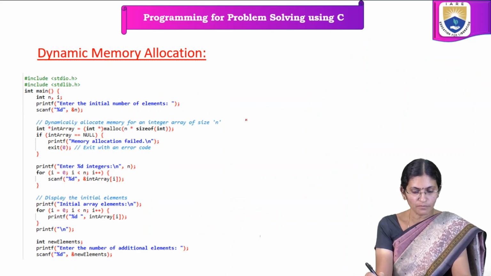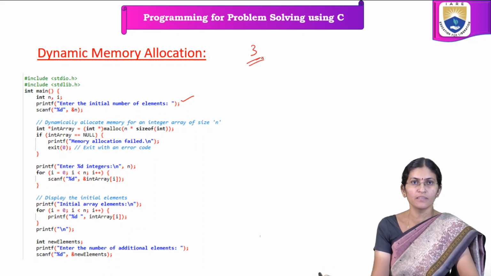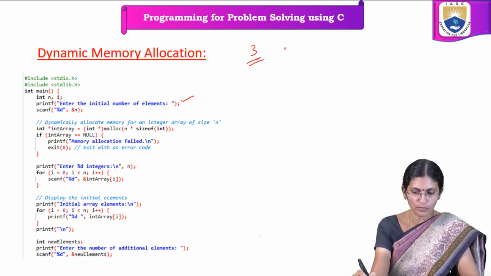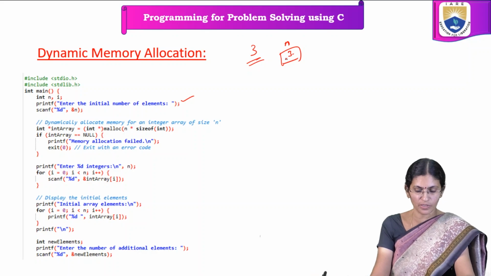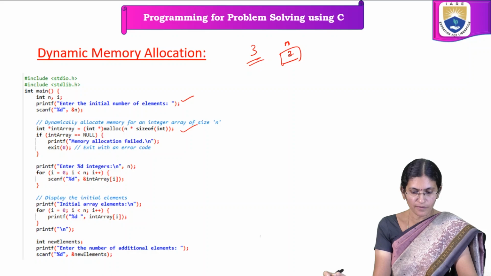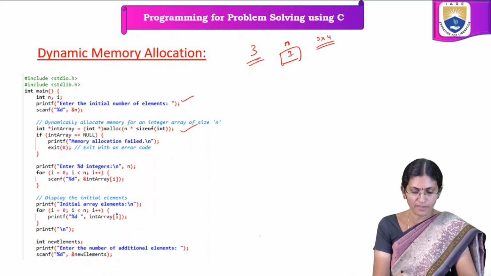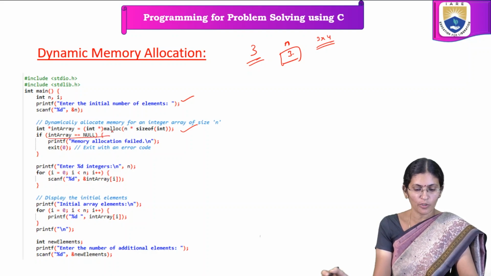In this program, we enter the initial number of elements. Suppose we are entering 3, so we require only 3 elements. So n is equal to 3 now. This specifies the number of integers which we require. Now memory has to be allocated for these 3 integers. Memory required is 3 into 4, 12 bytes. If the pointer returns null, then the program will exit.